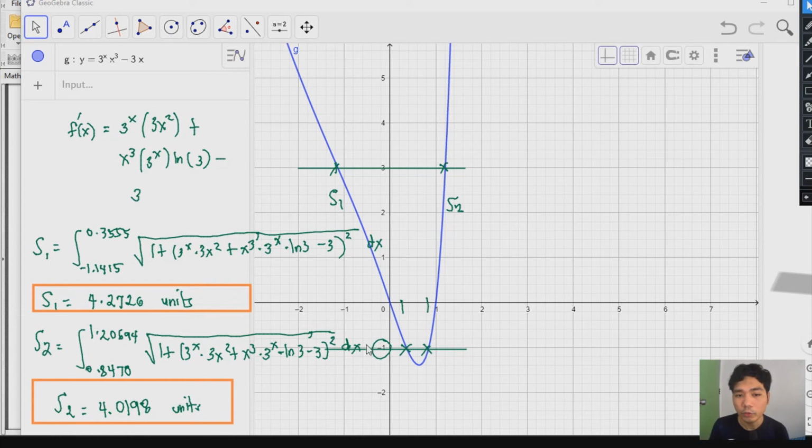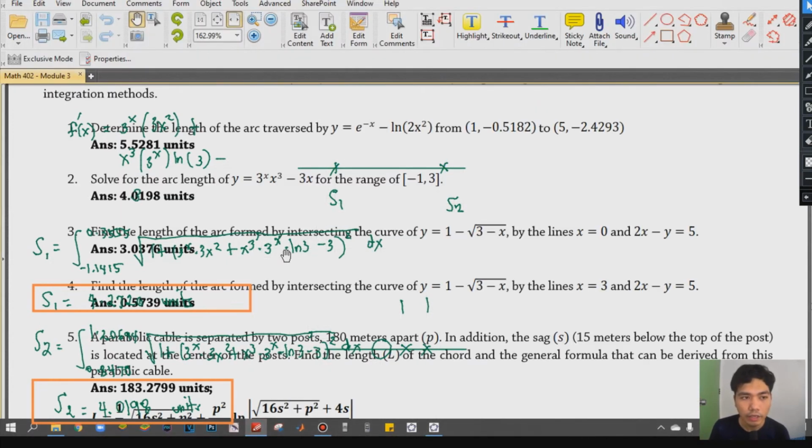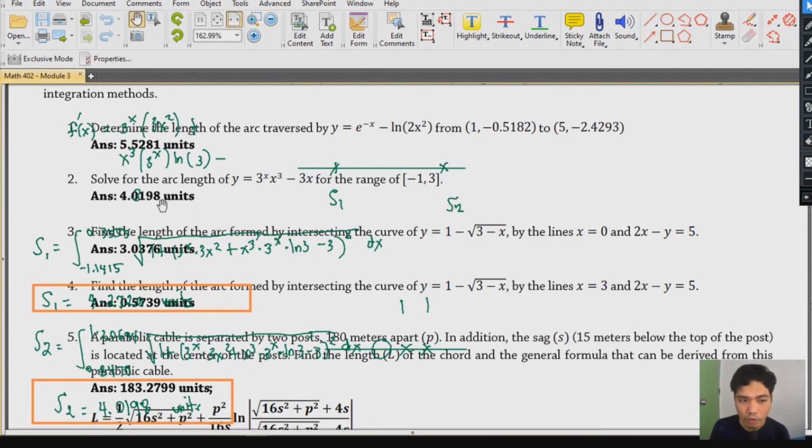Kasi kung papansin, putol kasi siya dito eh. So, parang ang pangit naman kung basta natin i-add sila. So, we just take each individual value of the arc length and then i-report natin siya as two values, diba? So, for your handout kasi, itong 4.0198 lang, which is just one arc length. So you also add the other one that is 4.2725 units. So ayun. And I think we can move forward na dun sa other example.